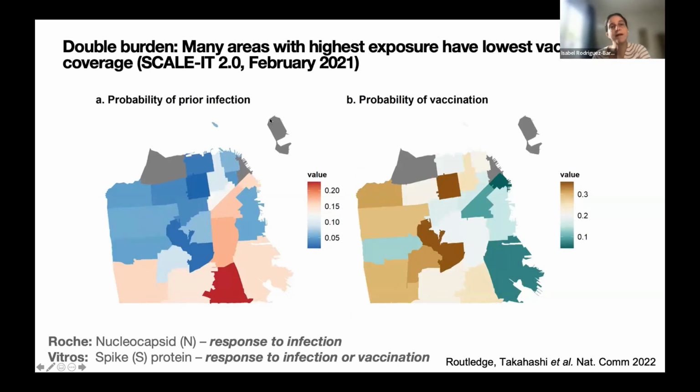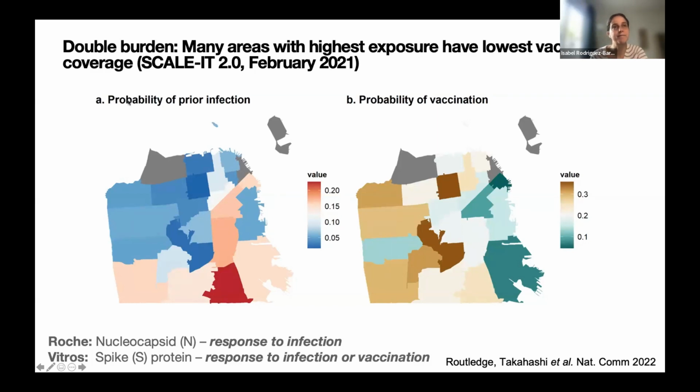We went back and did some additional sampling in the early months of 2021, when vaccination had just started. And this time we actually measured responses to two antigens, because we wanted to be able to differentiate vaccination versus natural infection. So we used a nucleocapsid-based antigen that measures response to infection, and a spike-based antigen that measures responses to both infection and vaccination.